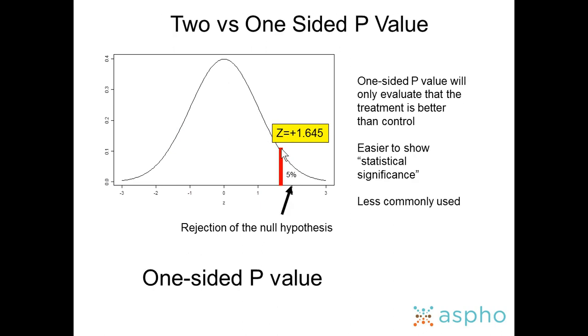In a one-sided p-value, we're saying we are completely ignoring the chance that my treatment is worse. I'm going to put all my alpha error or my type 1 error on one side. And you'll see here my Z is 1.6, so it becomes easier to reject the null hypothesis if you have a one-sided p-value. And it's less commonly used in general across research, although the NCI seems to have a tendency towards one-sided p-values these days.